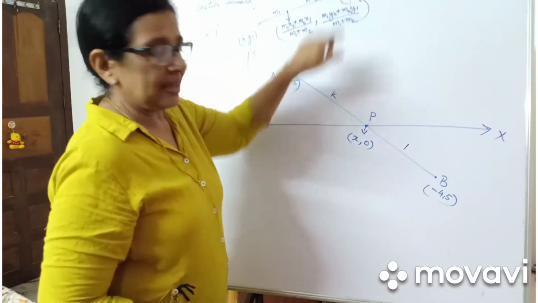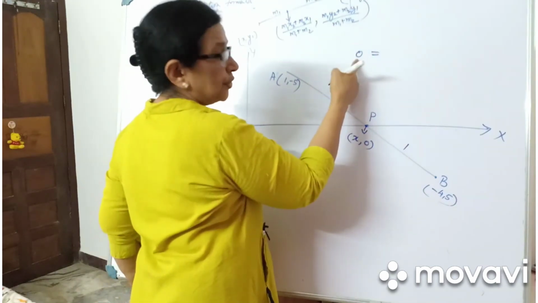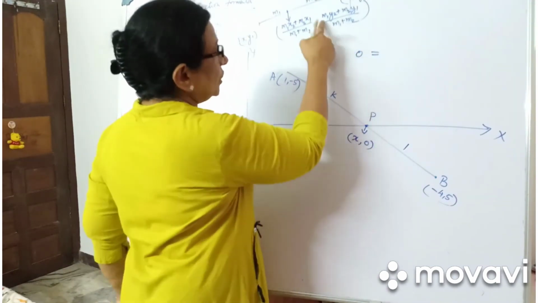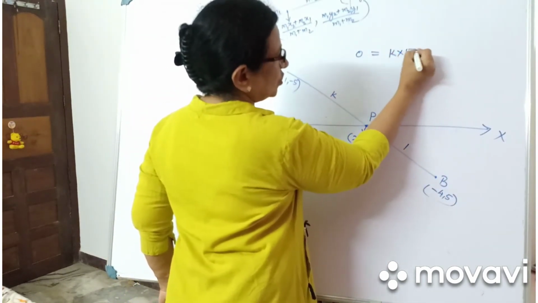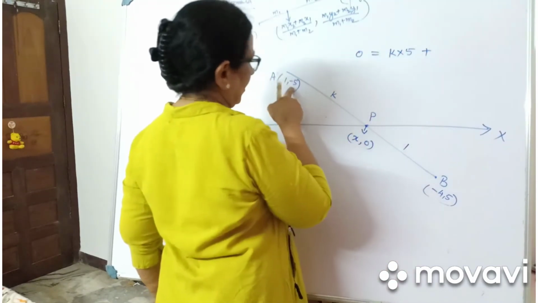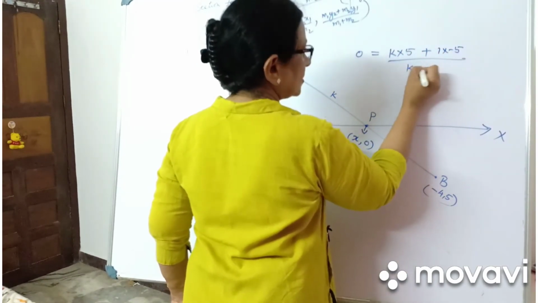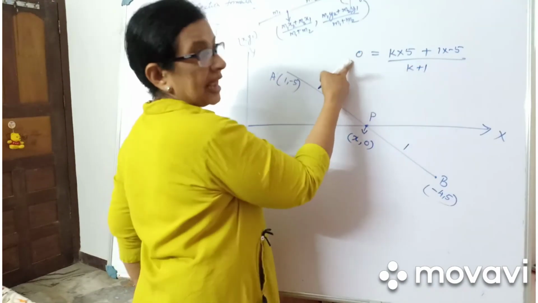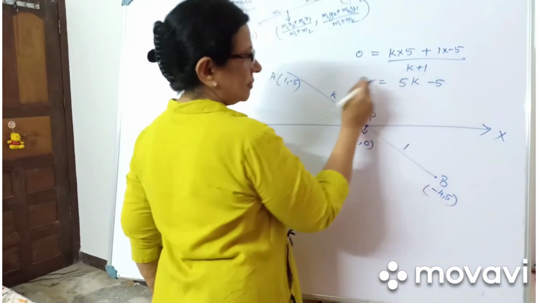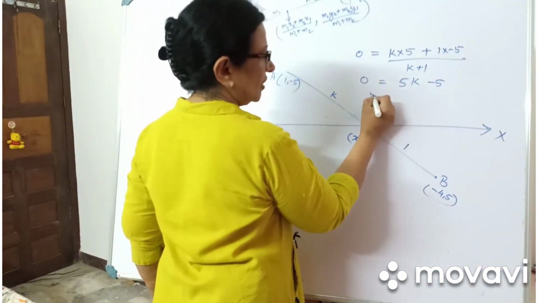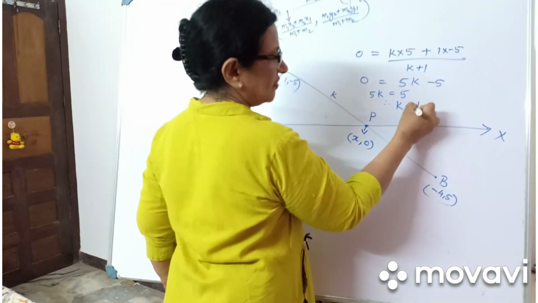So this is what we have to equate. So using the section formula, writing this formula: using the section formula, 0 is equal to m1 y2 plus m2 y1, so 1 into negative 5 by k plus 1. Cross multiply: k plus 1 into 0 is 0, equal to 5k minus 5. Take this side, so 5k equal to 5. What do we get? 5k equal to 5. Therefore, k is equal to 5 by 5 which is equal to 1.